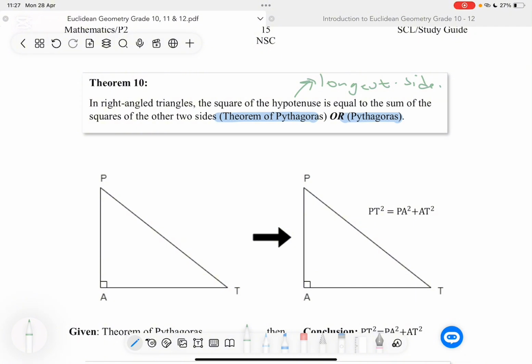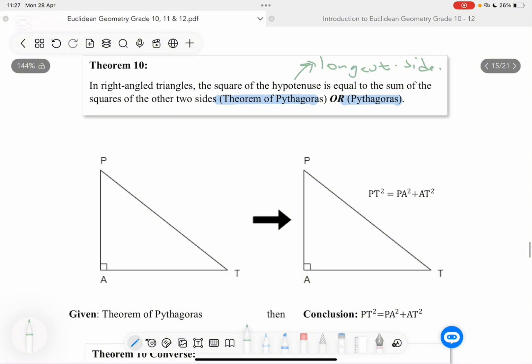Now, we're saying that if you take that longest side and you square it, and you also take the other two sides, square them, and add them together, the square of that longest side, the hypotenuse, should be equal to the sum of the squares of the two other sides. In other words, when I add the other two sides that I've squared, I should get the same number.